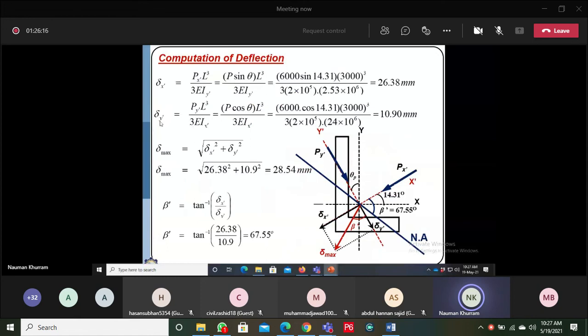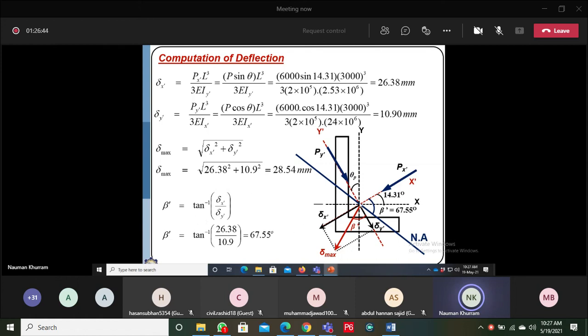So we are having the component of deflection along y. By the Pythagoras theorem, the maximum deflection is equal to the square root of delta x bar square plus delta y bar square. So the maximum deflection, or the resultant deflection, is 28.54.